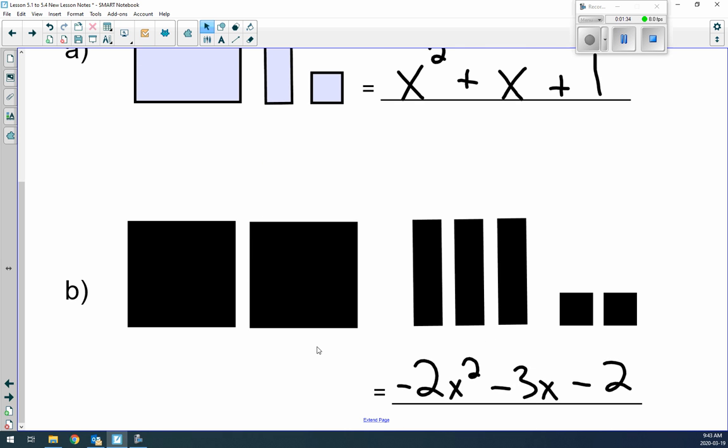Okay, let's look at the next one. These are all negatives now, right? So this is -2x squared minus 3x minus 2. And again, that represents the polynomial there, or the trinomial. Okay, flip one more page.